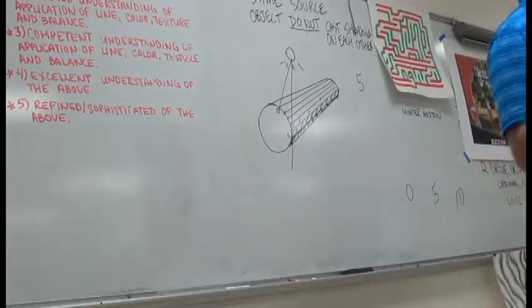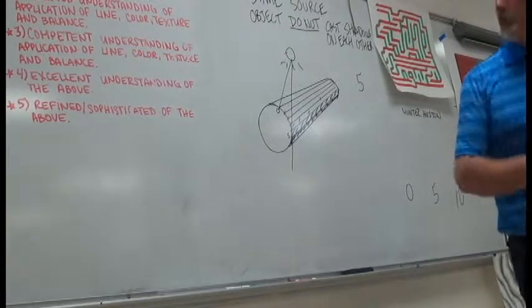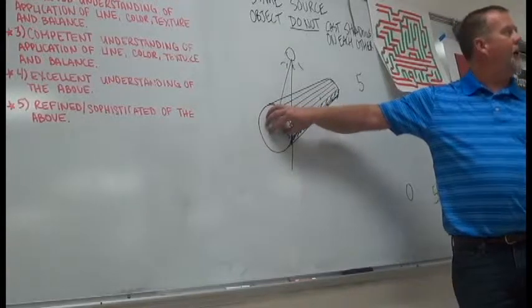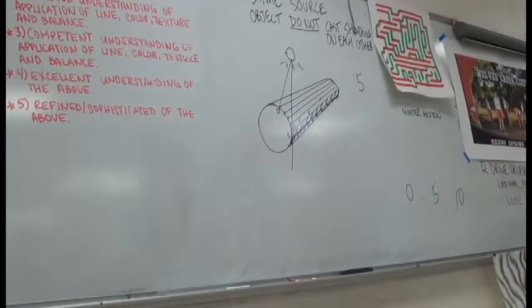Start with your easiest shape. Start with the most basic shape. And remember, you're looking at the shape and how the light is reacting with the shape, not with the vanishing lines. Once you figure it out on the shape, apply it to the vanishing lines. All right?